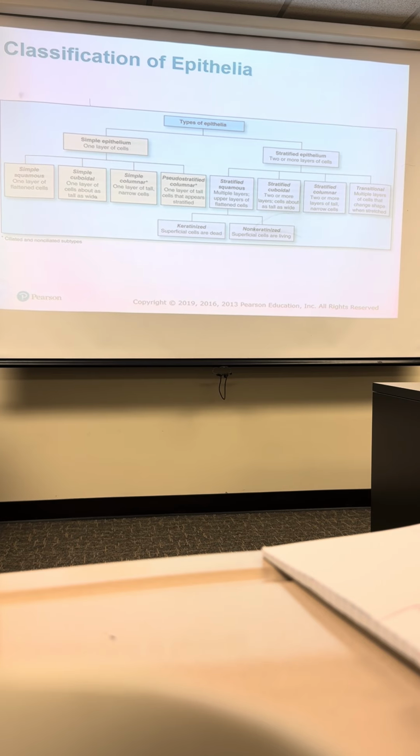And there is another exceptional type of epithelial tissue, called the transitional epithelial tissue. This transitional epithelial tissue does not have a specific shape. They can have multiple different types of shape together. That is why they are called transitional epithelial tissue.